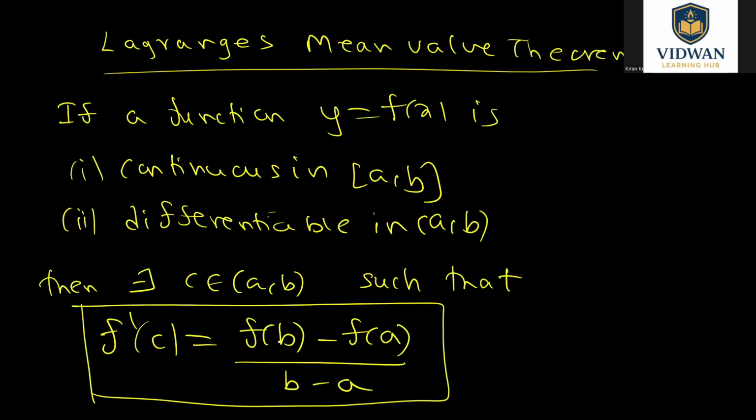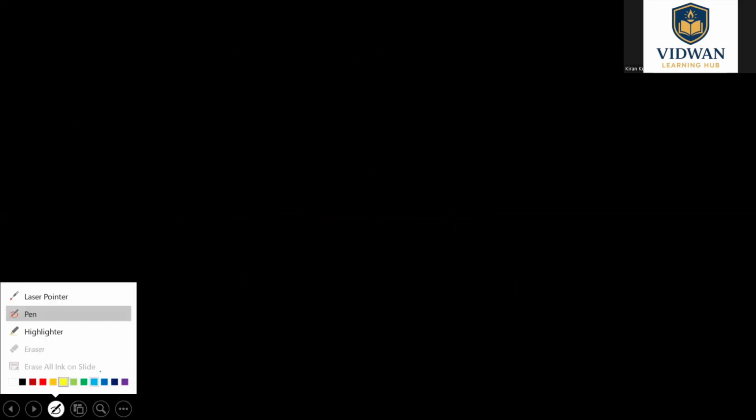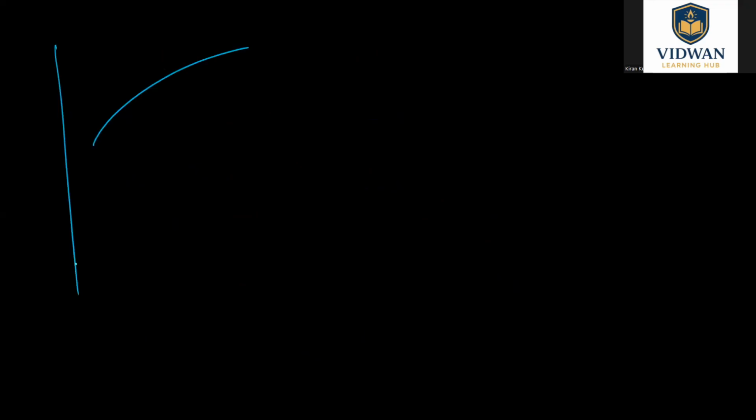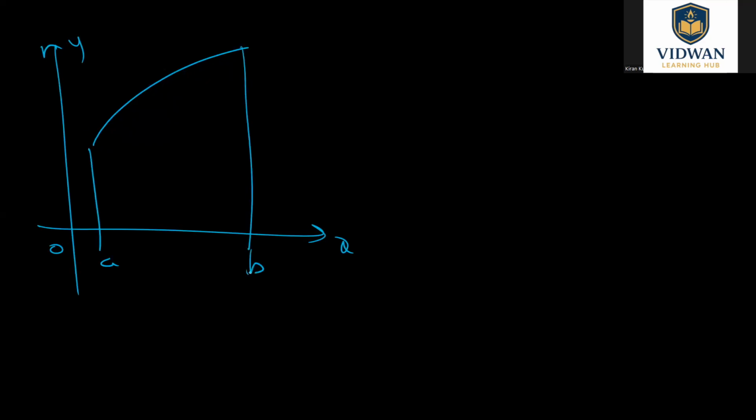And in case if you put f of A equal to f of B, f dash of C is 0, which will be the Rolle's theorem. So even Rolle's theorem can be derived from Lagrange's theorem. So when you draw the diagram, you draw it in such a way that it should just increase, again doesn't decrease. So it's something like this. So here f of A and f of B are different.